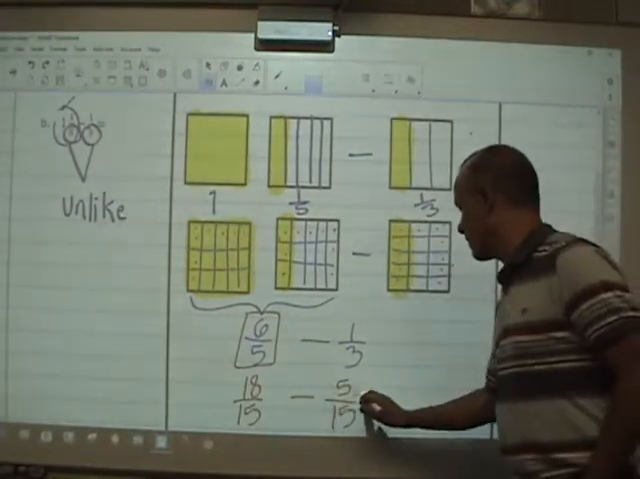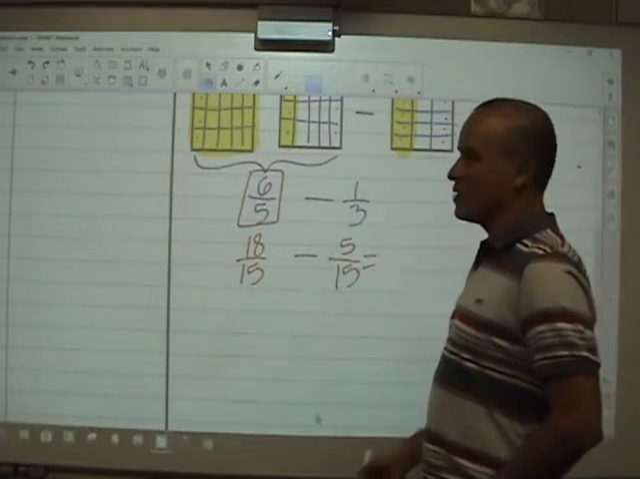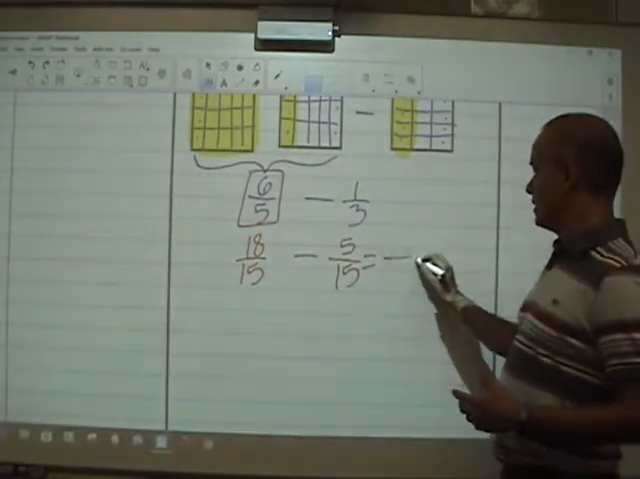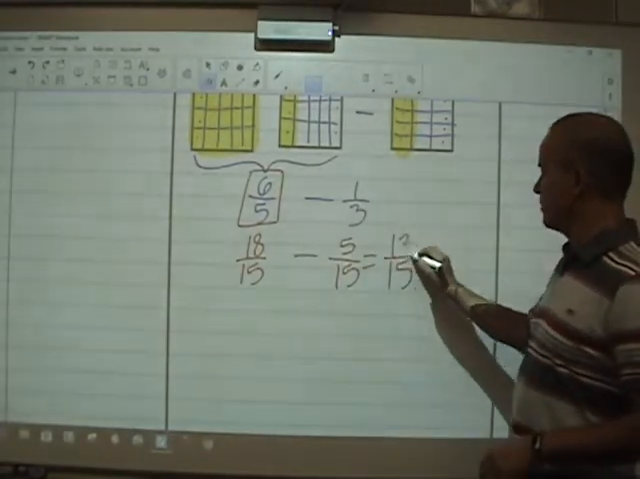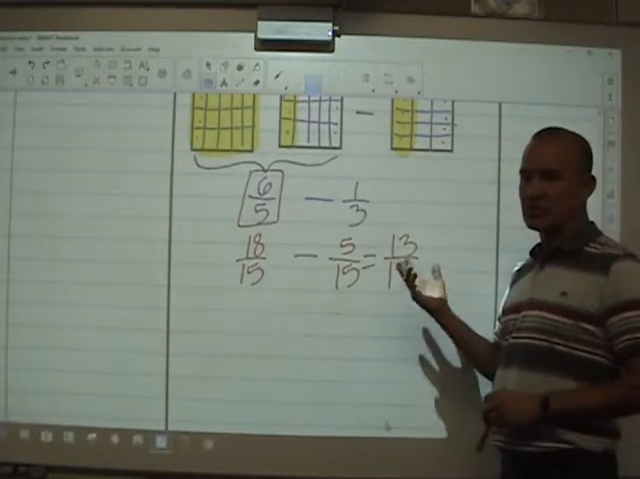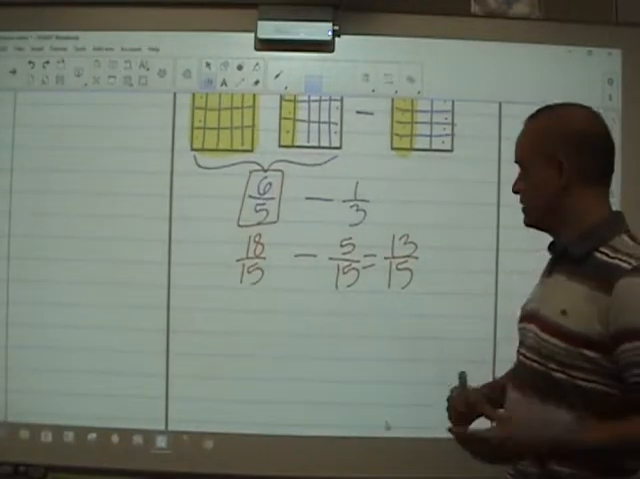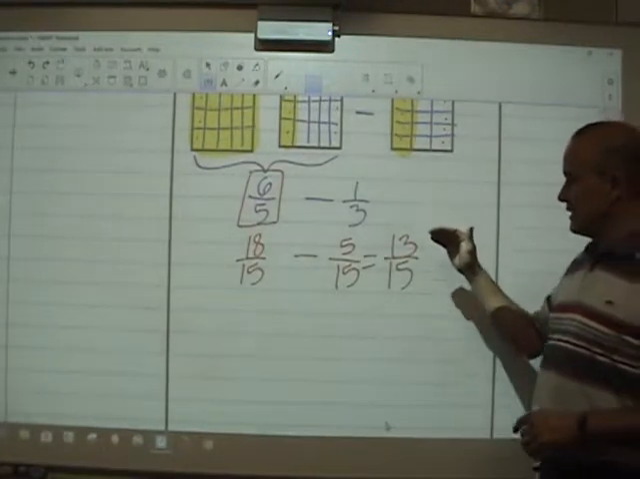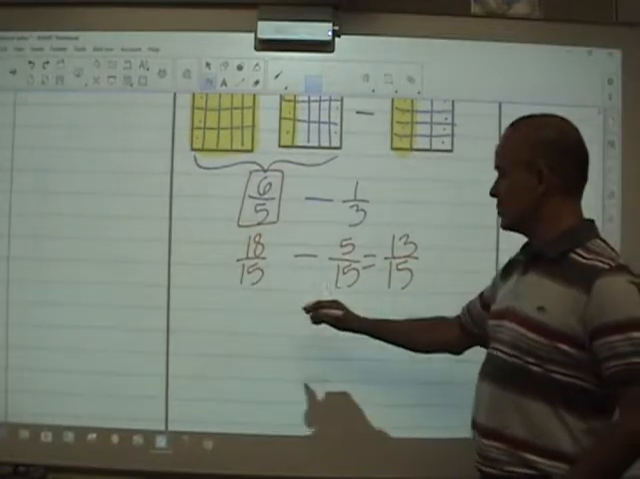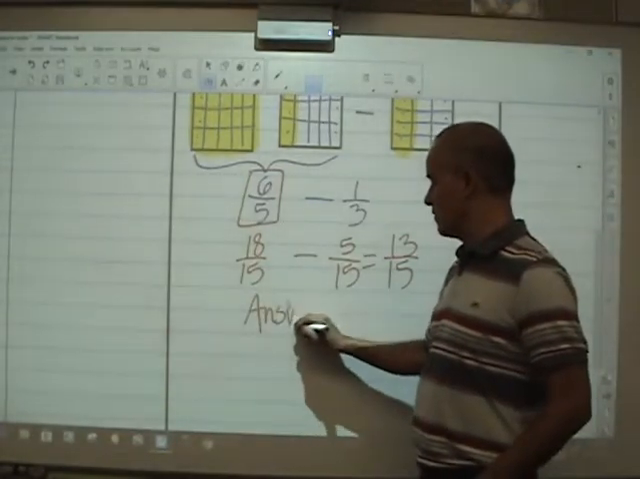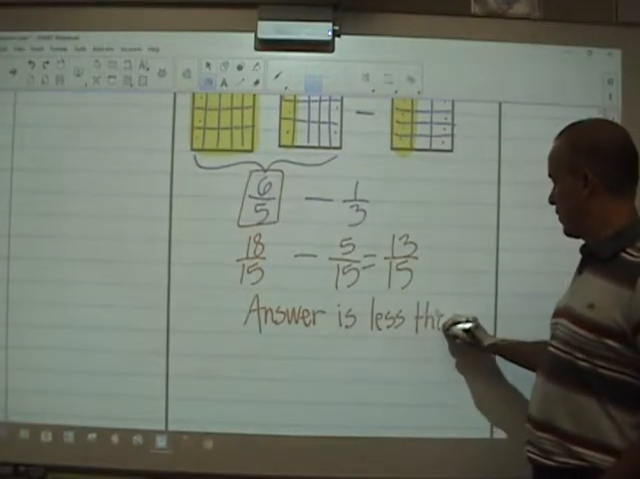Only 5. So now, because we have like denominators, my friends, we can subtract them with ease. What is the denominator? Well, it's the same because they are alike. 18 minus 5 equals 13. Now there you have it. That's our answer, 13/15. We cannot simplify it, or we cannot find mixed numbers because the numerator is less than the denominator. And we can conclude that the answer is less than 1. Let's write this down. Answer is less than 1.